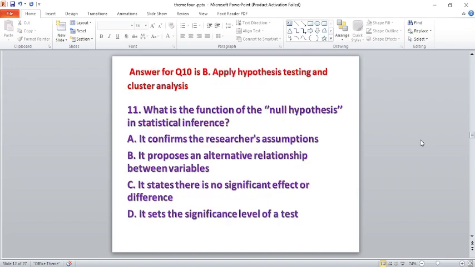Question number 11. What is the function of the null hypothesis in statistical inference? A. It confirms the researcher's assumptions. B. It proposes an alternative relationship between variables. C. It states there is no significant effect or difference. D. It sets the significance level of a test. The answer is C. It states there is no significant effect or difference.